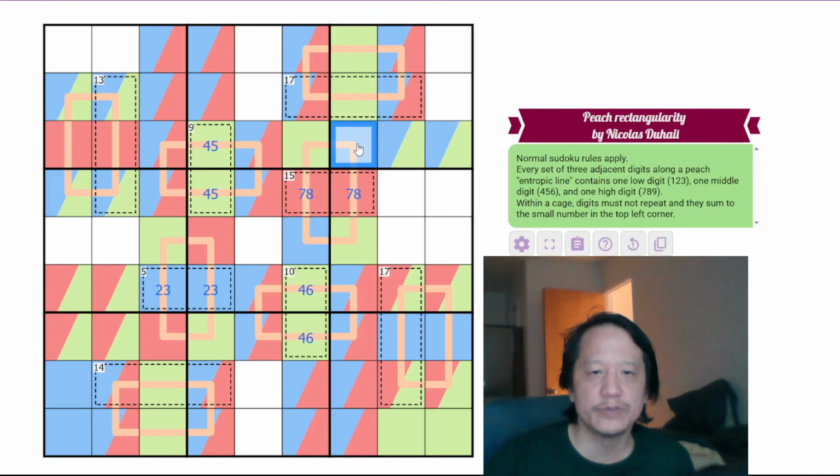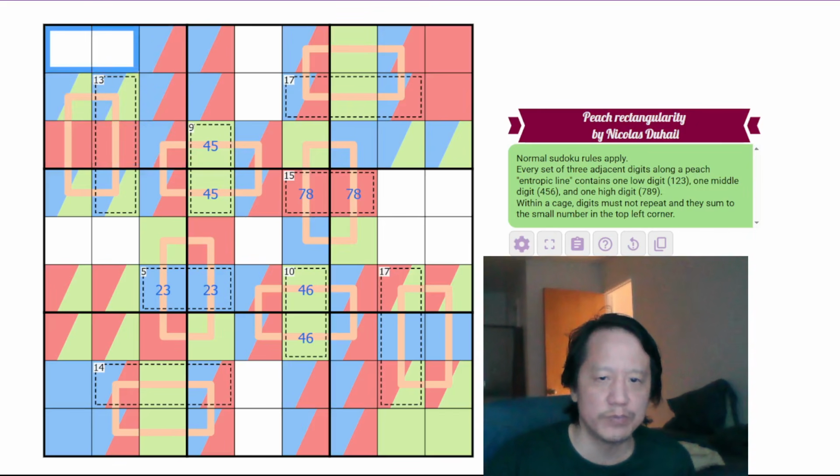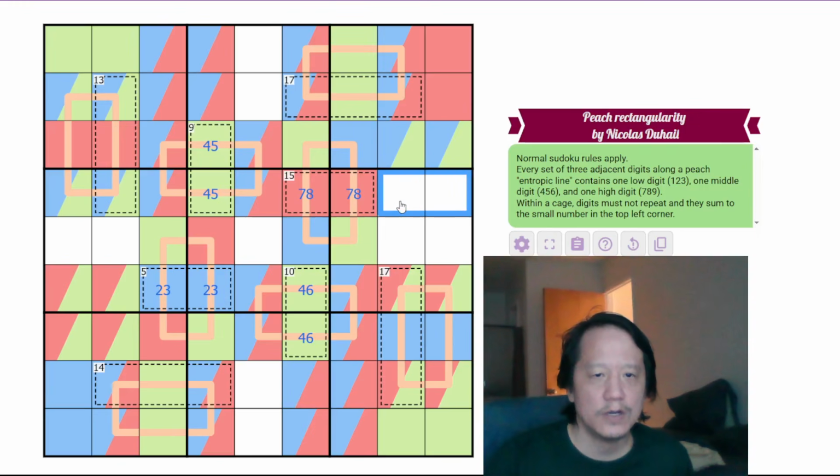Box 3, similar situation. We have 1 red here. The rest must be red. And same with box 1. We have 1 green here. There's no other green in the rest of the box, so we have 2 greens guaranteed here. Row 4, we have already all the reds guaranteed, so this is blue-green as a pair. We have 1 green here.